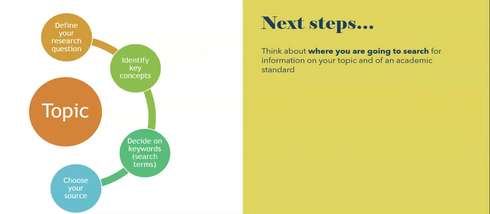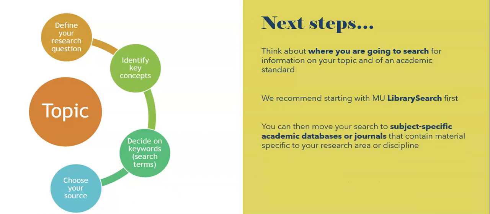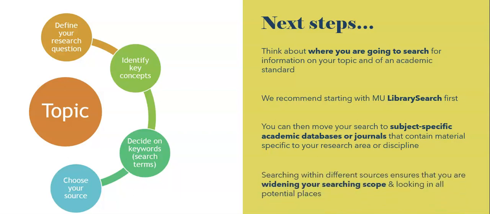For the next step, let's think about where you're going to search for information on your topic and finding information of an academic and scholarly standard. We recommend starting with MU Library Search first, as this contains high standard quality academic information. You can then move your search to subject-specific academic databases or journals that contain material specific to your research area or your discipline. Searching within different sources ensures that you are widening your searching scope and looking in all the potential places to find different kinds of information on your topic.